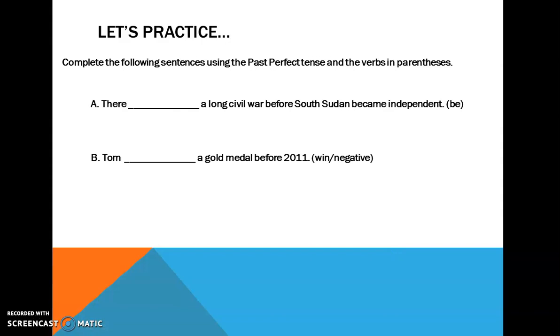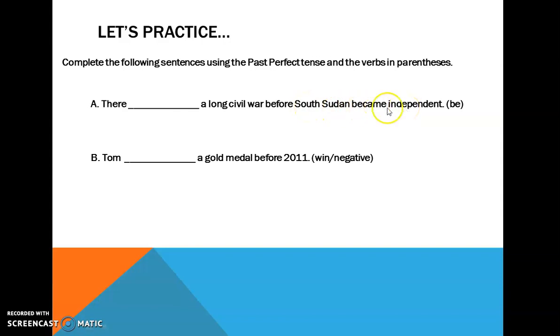This is the moment to practice, my dear fellas. Okay, complete the following sentences using the past perfect tense and the verbs in parentheses. So we are going to write this verb in be in this case, and this is win, but in the negative form using the past perfect tense. Okay, so there, a long civil war before South Sudan became independent.